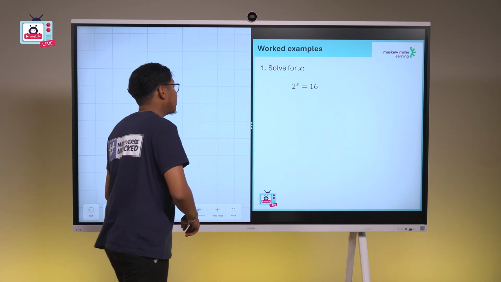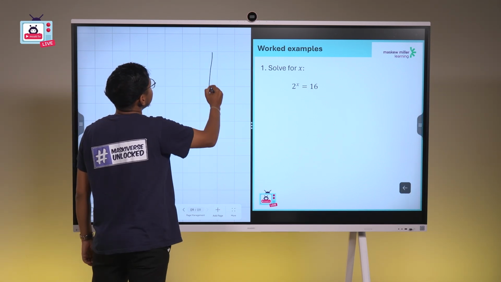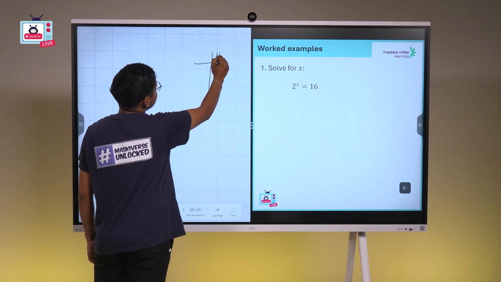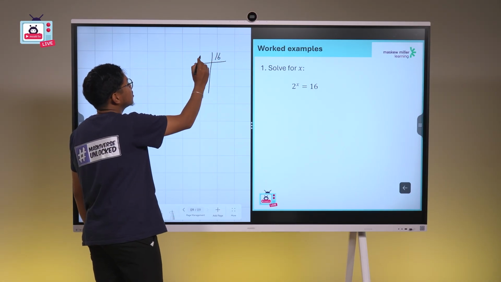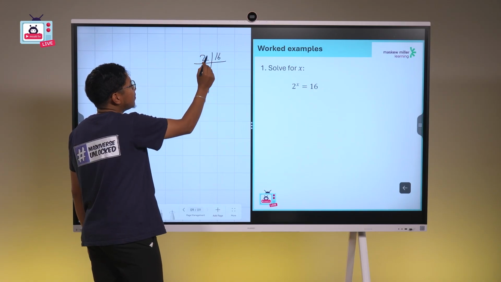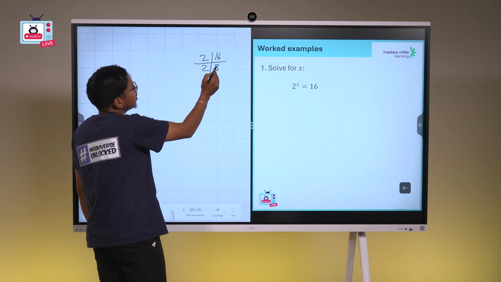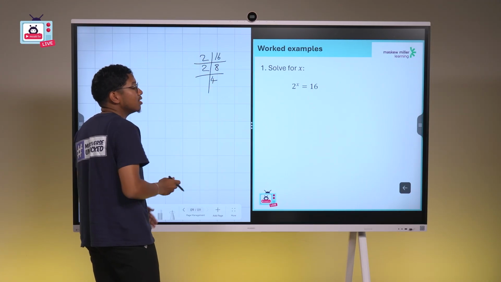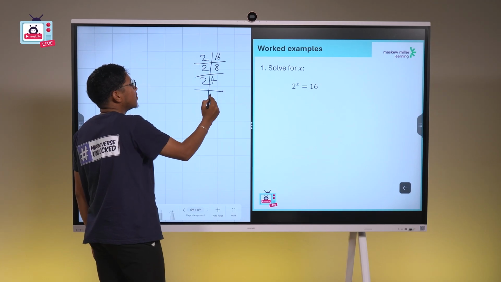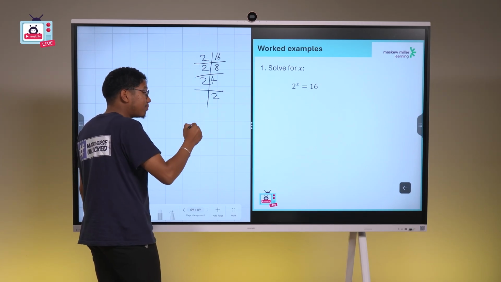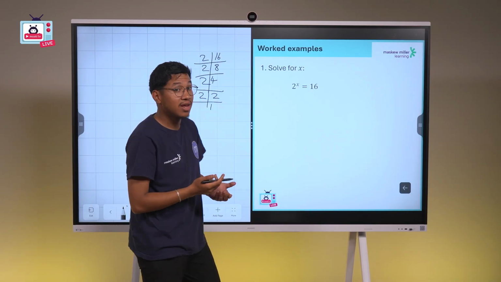If you didn't know that, we can use what we call the ladder method, which we have learned in grade 8 as well. So if I have the number 16, I ask myself, what is the lowest prime number that goes into 16? It is 2. Then I say 16 divided by 2 is 8. Smallest prime number into 8 is 2. 8 divided by 2 is 4. Smallest prime number into 4 is 2. 4 divided by 2 is 2. Smallest prime number into 2 is 2. And 2 divided by 2 is 1. Once I reach 1, I am done.